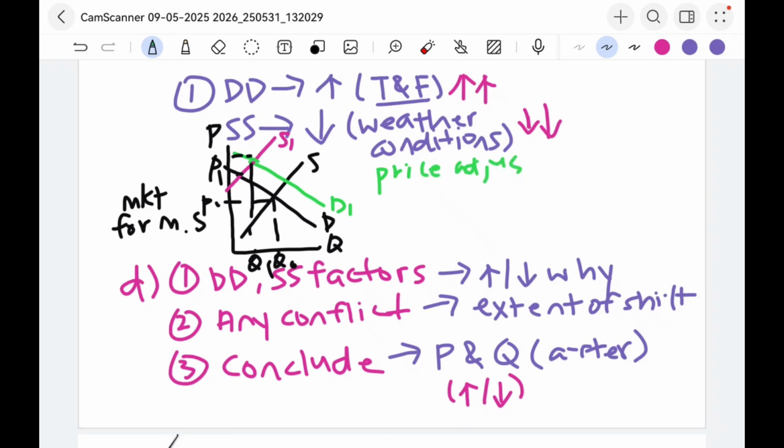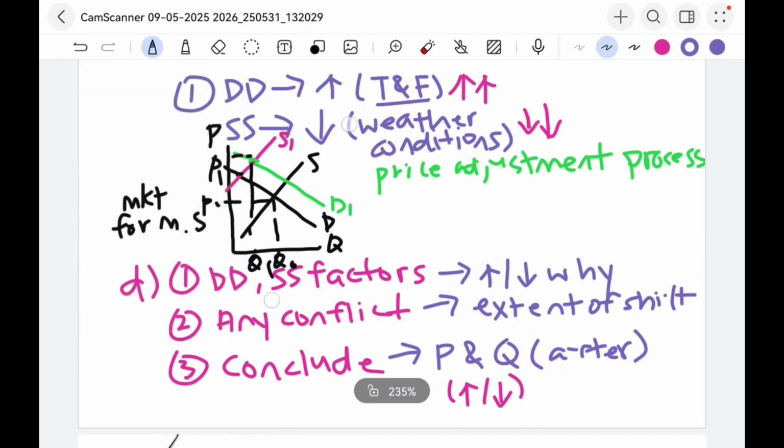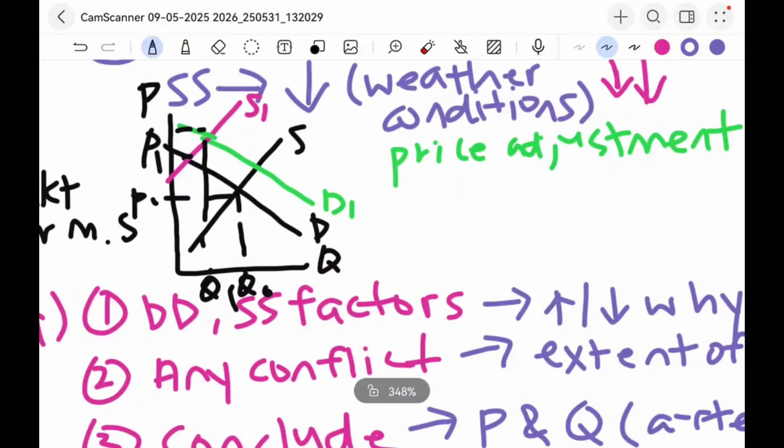So how do you do this price adjustment process? You see the new price, you see the original price, but you extrapolate it to the new demand and supply curve. In this case, let me zoom in, because now your original price is P0, but your new curve is the pink one and the green one. The way I draw maybe cannot cut.